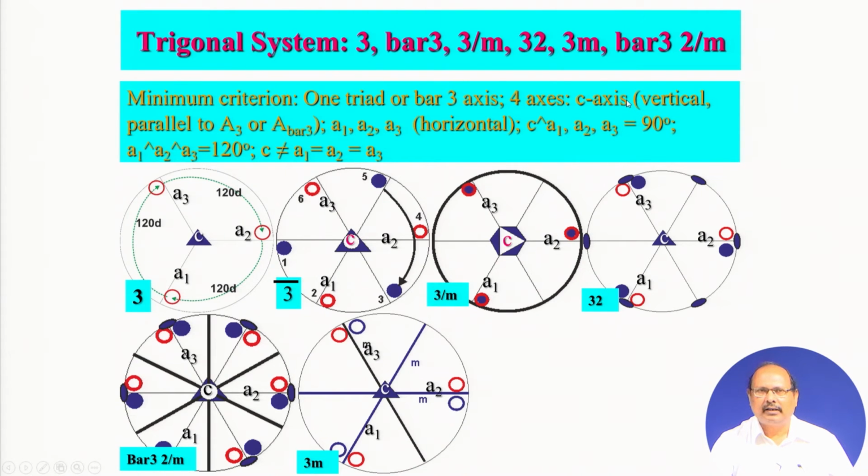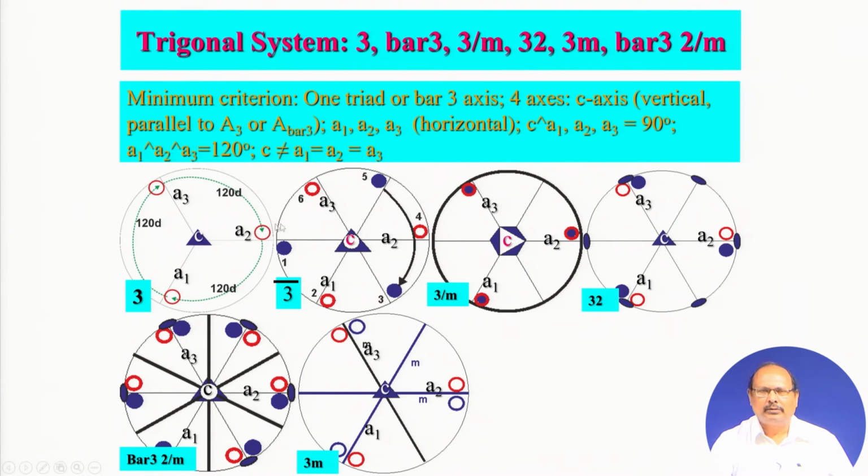C axis will be vertical, and along this C you will have either a triad or a bar 3 axis, and in the horizontal plane you will have 3 crystallographic axes. They are A1, A2 and A3. The angles C to A1, C to A2 and C to A3 are 90 degrees, and the angles between A1, A2 and A3 are 120 degrees. C is not equal to A1, but A1 is equal to A2 is equal to A3.